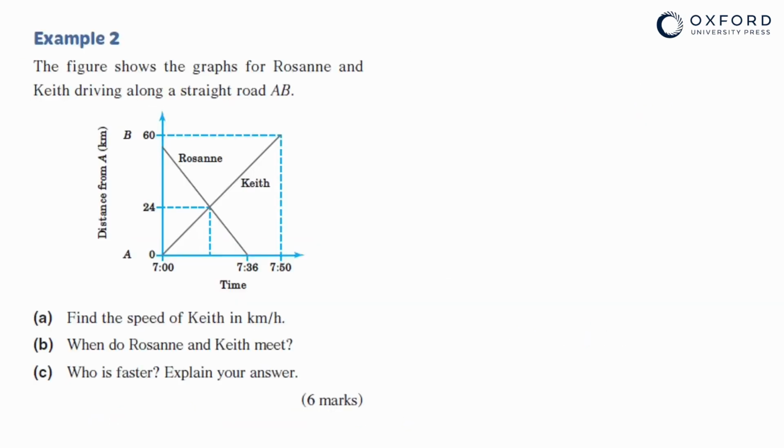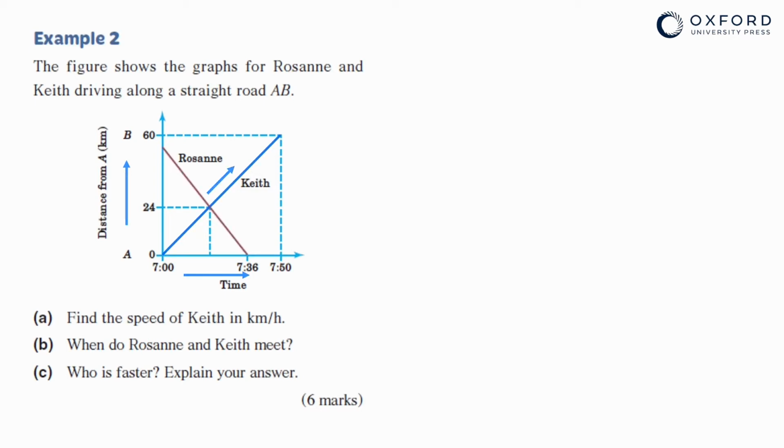Example 2 is related to travel graph. Let us investigate the information in the travel graph first. We found that the travel graph of Keith slopes upwards. It means that when the time increases, the distance between him and A increases. In other words, Keith is driving from A towards B.